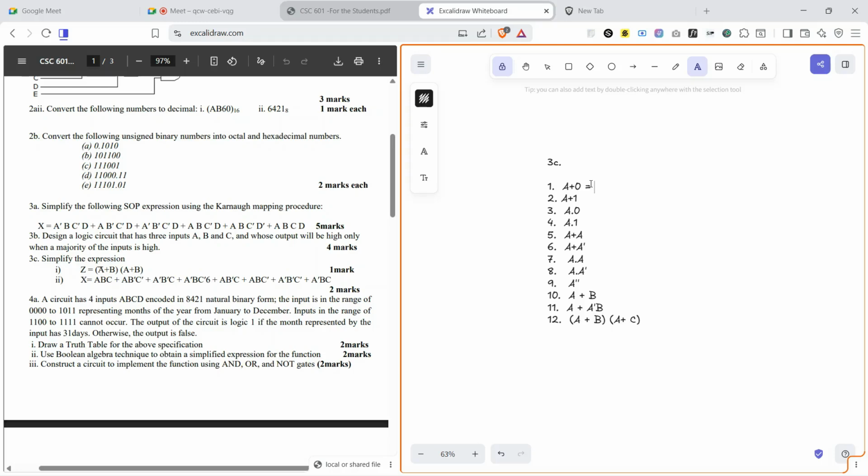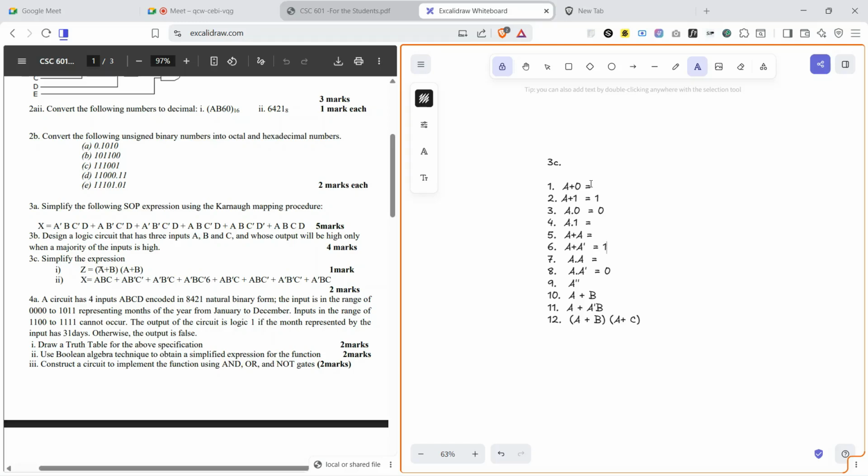For the ones that are zero, you know that A dot 0 is going to be 0. So that's the first one that is 0. Then the second one that is 0 is A dot A dot A bar. Then the ones that are 1: A plus 1 is 1. Then A plus A bar is also 1.